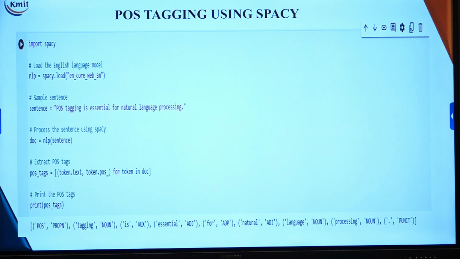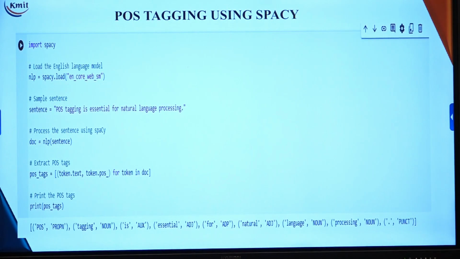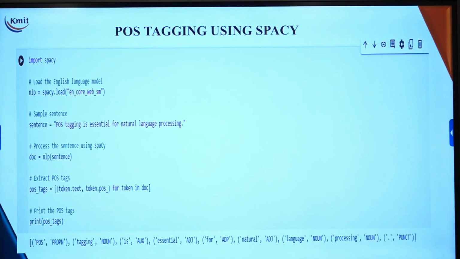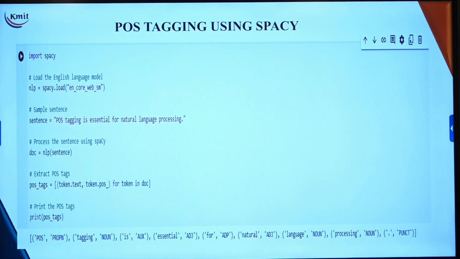Now this model contains pre-trained word vectors and a POS tagger, which is an inbuilt model. After that, we define a simple sentence that has to be tagged. What is the sentence that I have taken here? "POS tagging is essential for natural language processing." That was the sentence that I have taken here.